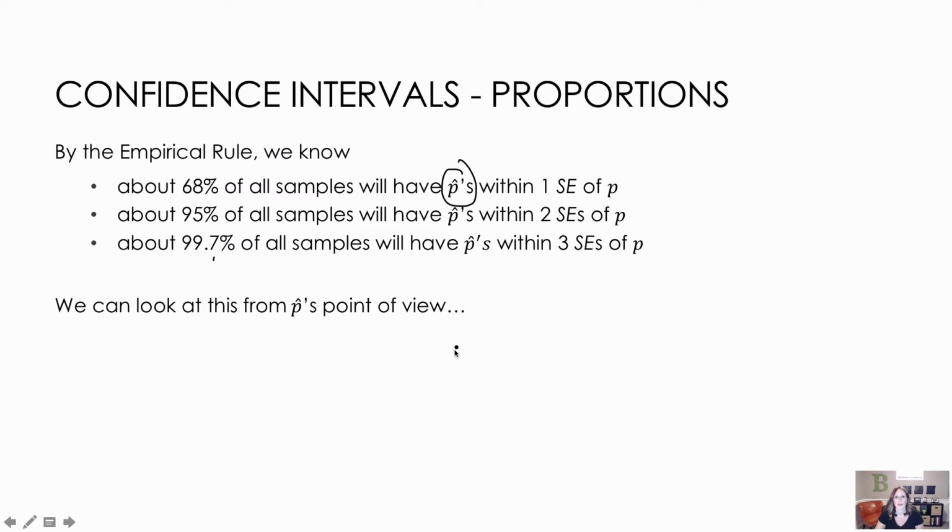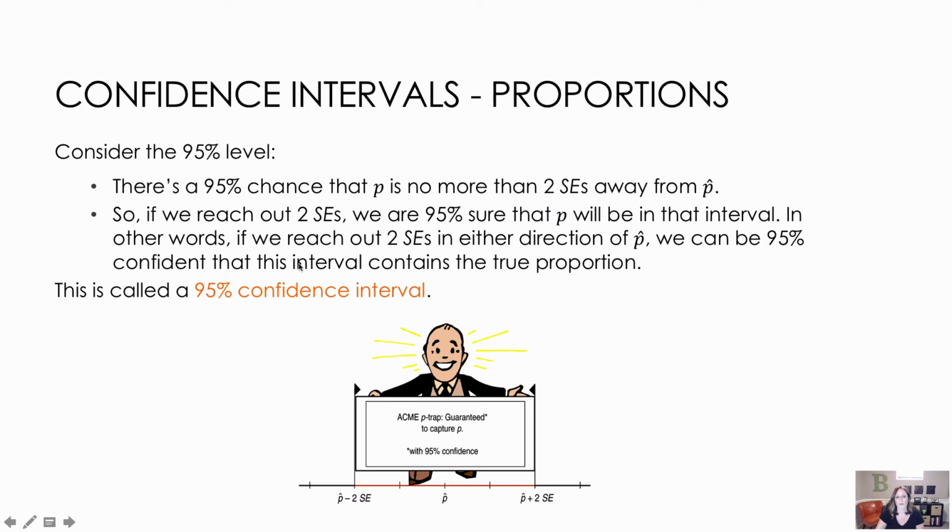But now we're going to flip it around, because remember, we don't know p. So now we're going to say, all right, let's have p hat in the middle. If we look at it from p hat's perspective, and we're trying to find p, because our goal is to find what is the actual population parameter, then two standard errors away from p hat, we're 95% confident that our p is within two standard errors of p hat.